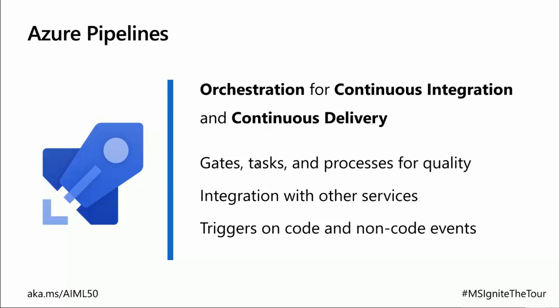So if your code changes, you can absolutely trigger a new run. Things like a new image being registered in Docker Hub, or if a Jenkins build completes, you can kick off an Azure Pipelines run then as well. So it's really a broader orchestration tool.